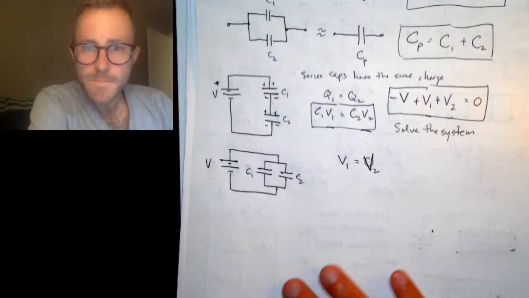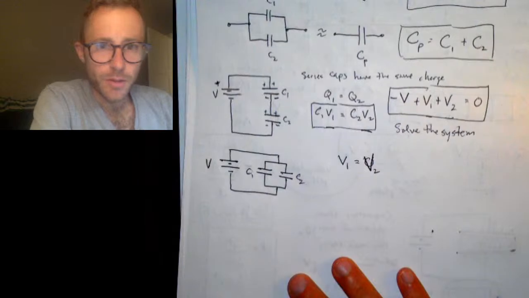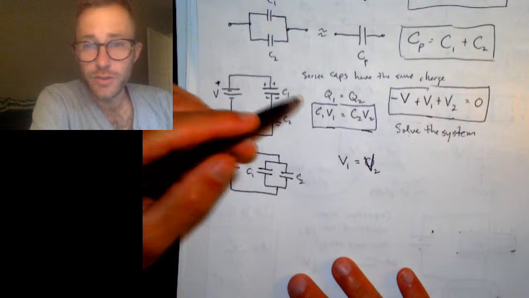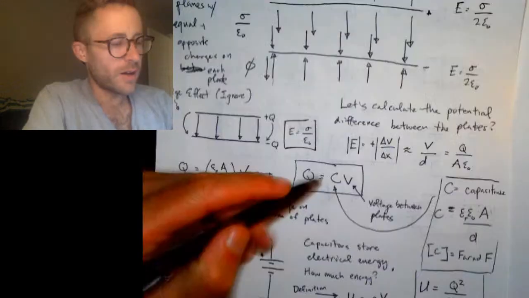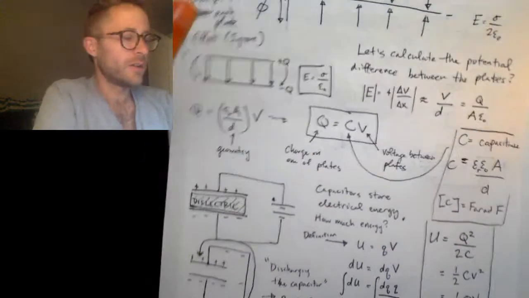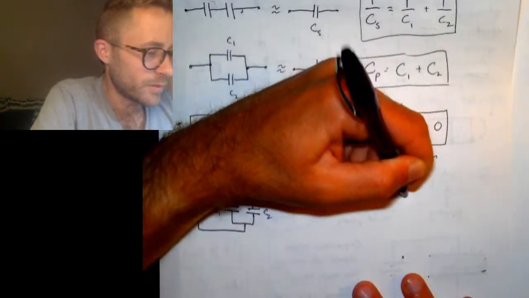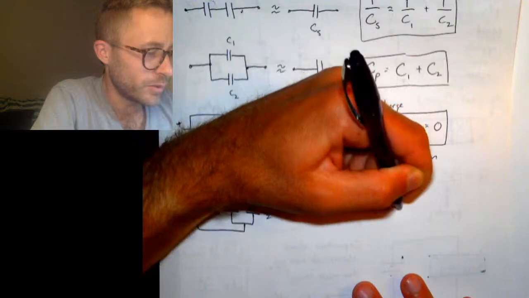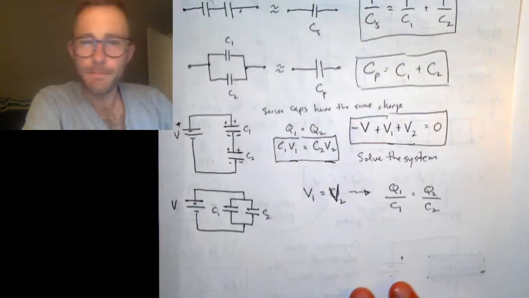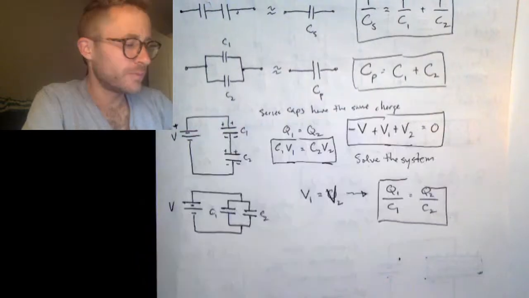All right. And so V1 equals V2. And then using Q equals CV, we have V equals Q over C. So this tells us that Q1 over C1 equals Q2 over C2. All right. So that's a nice equation.